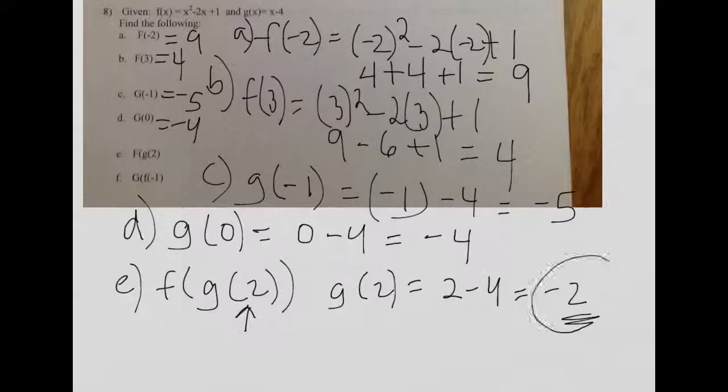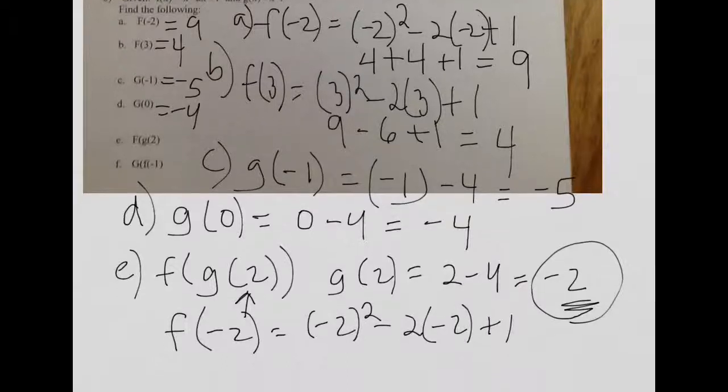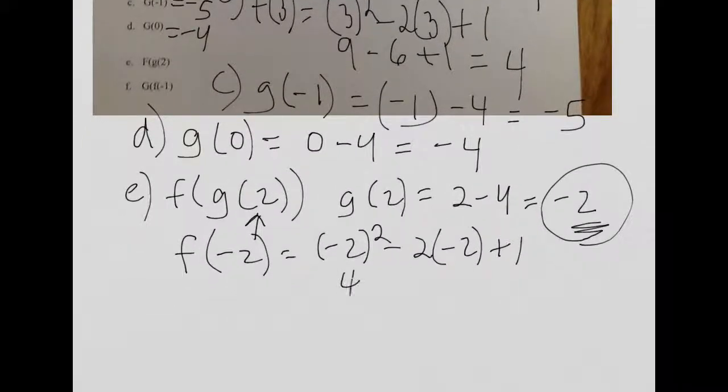With this answer now, I'm going to take it and plug it in the function that's left, which is f. So I'm going to do f of negative 2. Once again, be careful. Negative 2 squared minus 2 times negative 2 plus 1. We get 4 plus 4 plus 1, which is 9. So my answer for E is 9.